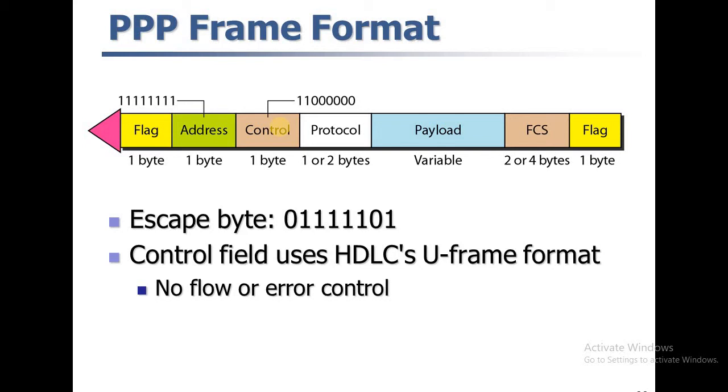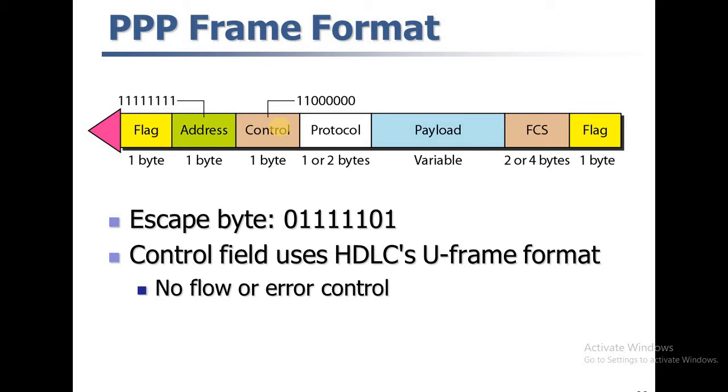The next one is protocol. The protocol field defines what is being carried in the data field. It is either going to carry the data or the information that is defined in the protocol field. This field is by default 2 bytes long, and if both the parties agree, then they can use just 1 byte.